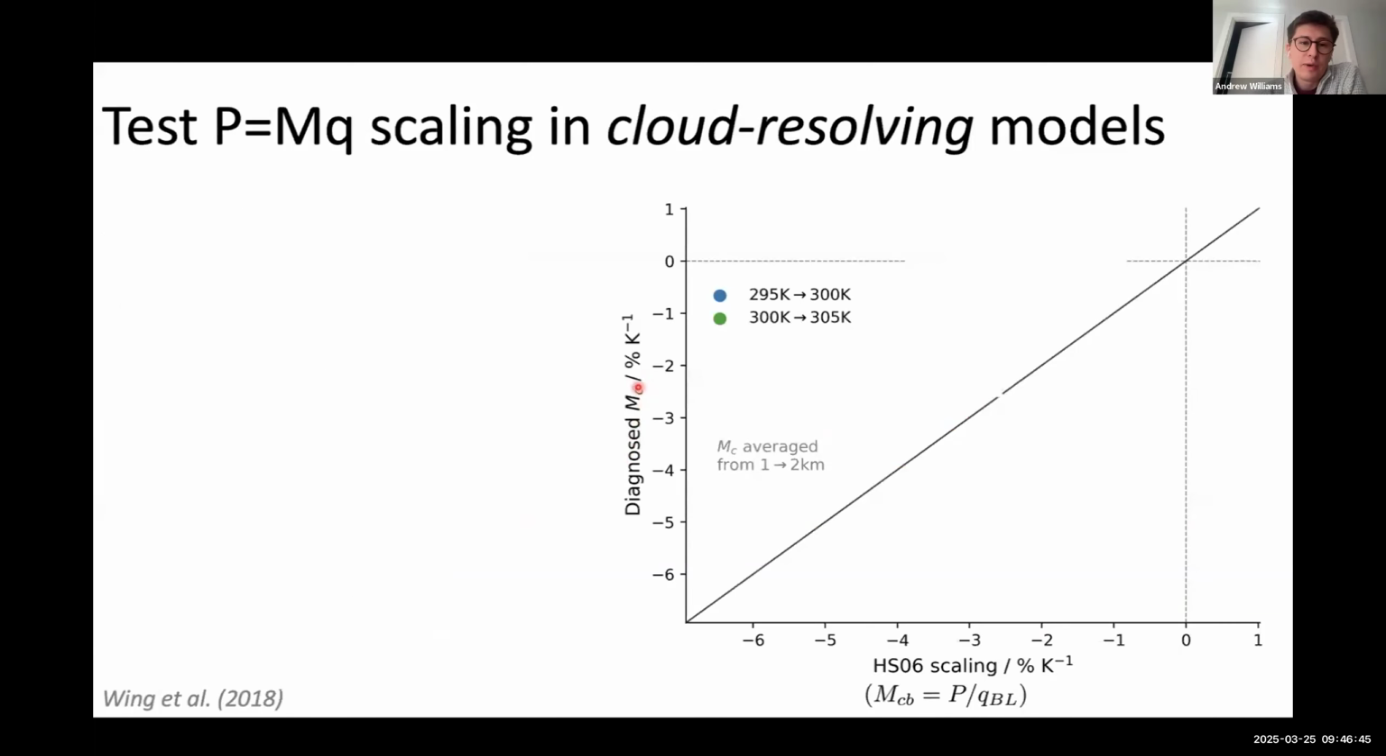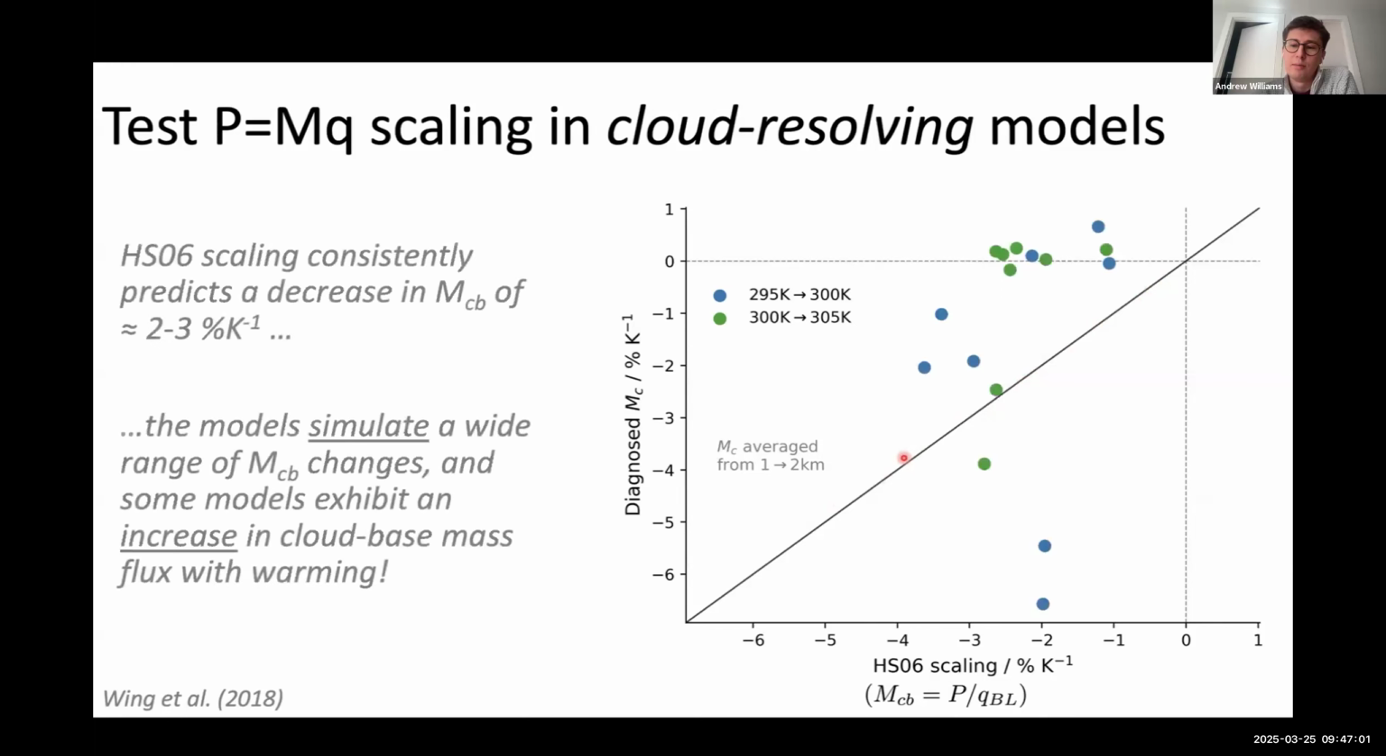Now we can test this P equals MQ scaling in these RC-EMIP models by plotting the diagnosed changes in convective mass flux on the y-axis against P over Q, which is the prediction. If that worked, you would expect a lot of dots along this one-to-one line. But what you actually find is that although the Held-Soden scaling consistently predicts a decrease of about 2 to 3% per Kelvin, the models actually simulate a very wide range of changes in convective mass flux under warming. And some models even predict an increase in convective mass fluxes under warming, which is contrary to this P equals MQ scaling.